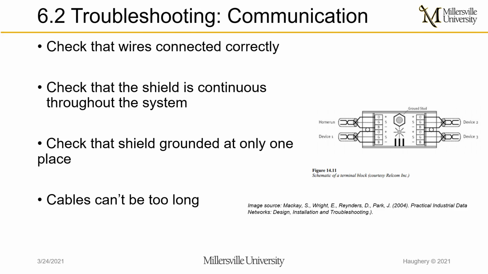If issues were cropping up with communication, you could check that all wires are connected correctly. Check that the shield is continuous across the entire system. Check that the shield's grounded at only one place, and that the cables are not longer than their specifications, as stated before with the types A, B, C, and D.